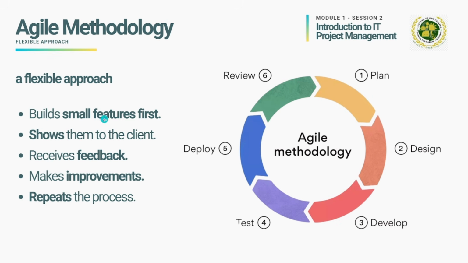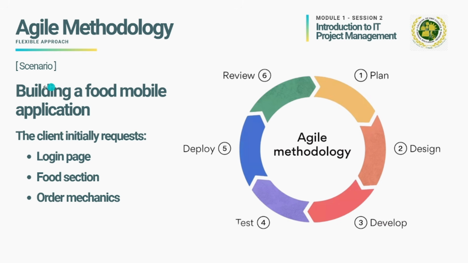It builds small features first, it shows them to the client, it receives feedback, makes improvements, and repeats the process. It's pretty much self-explanatory. It requires small features first. Let's say, for example, in this scenario, we build a food mobile application. Now, the client suggested that we need to add a login page, food section, and order mechanics.